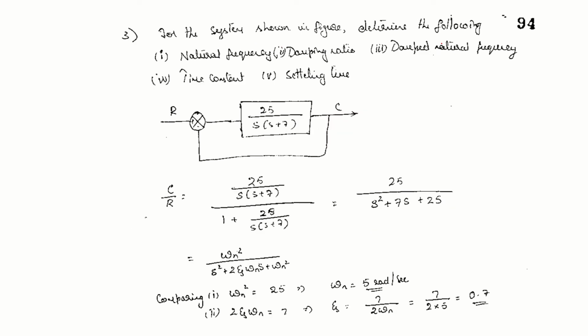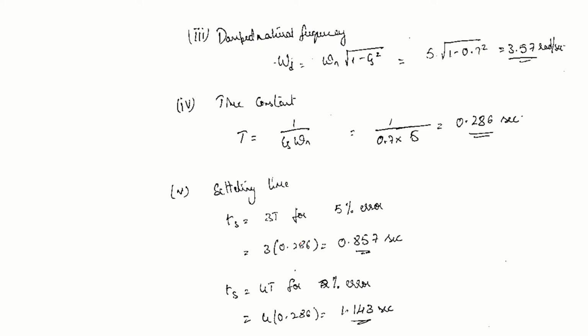For the system shown in the figure, determine the following. Again, natural frequency, damping ratio, damped natural frequency, time constant, settling time. The problem given here is 25 divided by s into (s plus 7). So the same thing, compare with it and you get the values.